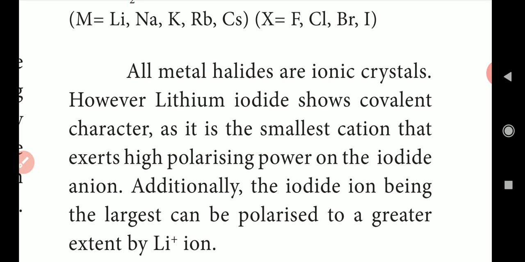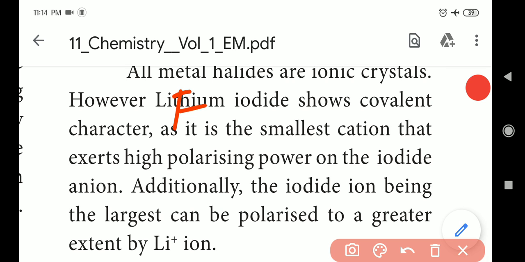We know that ionic compounds are soluble in water. However, lithium iodide shows covalent character according to Fajans' rule. What does Fajans' rule say? The larger the anion and the smaller the cation, the greater the covalent character. As we move down the group, fluorine, chlorine, bromine, and iodine, iodine has the biggest size.